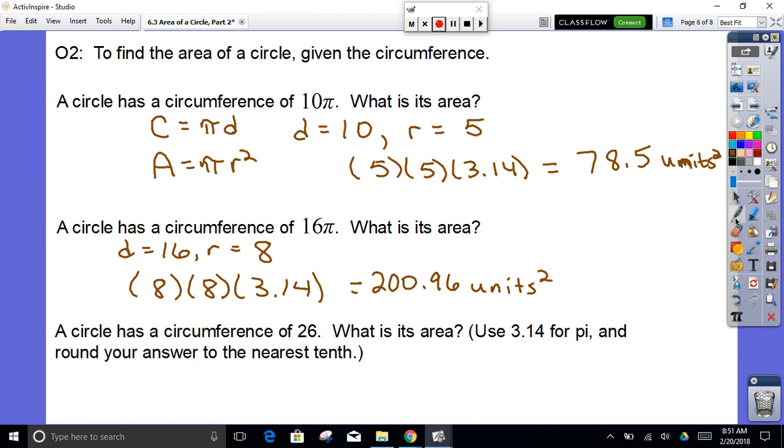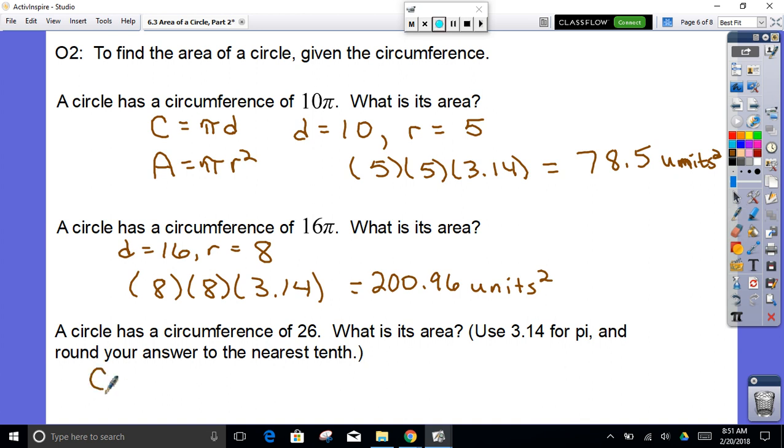Okay, let's look at this last part. A circle has a circumference of 26. What is its area? So in this case, we're given an approximate circumference. We don't have pi in the answer, so how do we pull the diameter out of the circumference? Violet? Would you divide 26 by pi? You would. You would divide by pi.